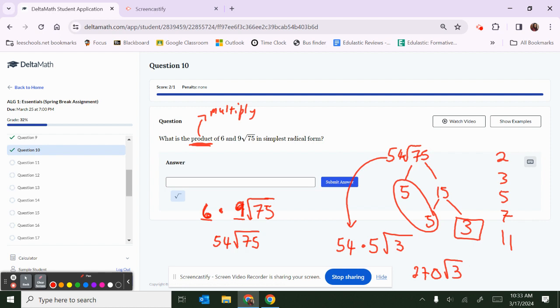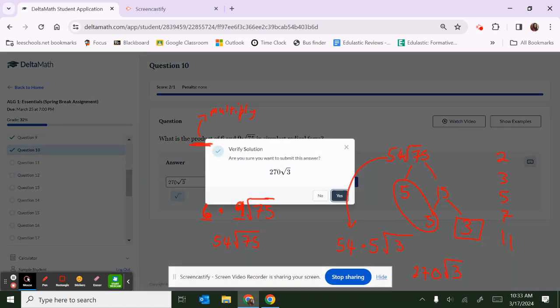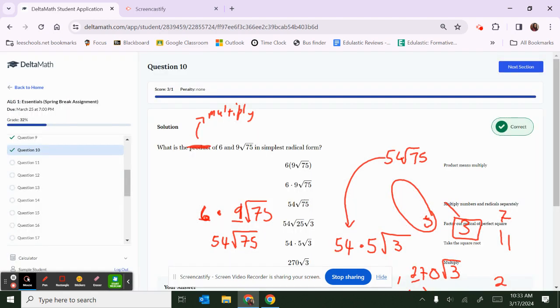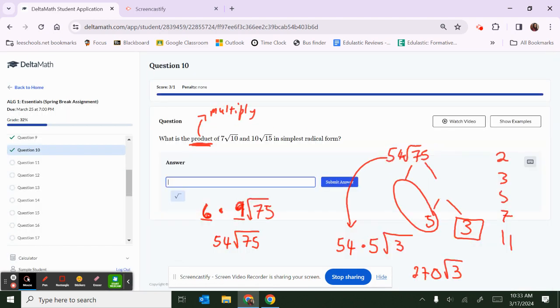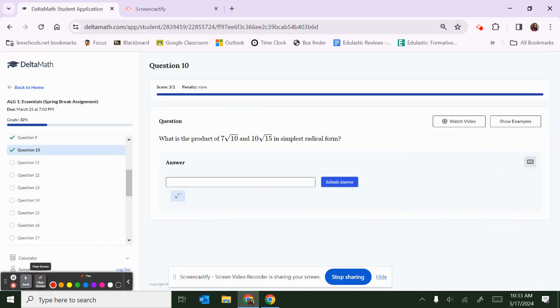So I will just put that answer in: 270 square root 3. As I said before, the 54 that was on the outside, I just brought it down, and for the pair of 5s, I multiplied that 5 by that 54. Make sure you see what I just did right there. Let's keep on practicing. The more we practice, the better we'll get.